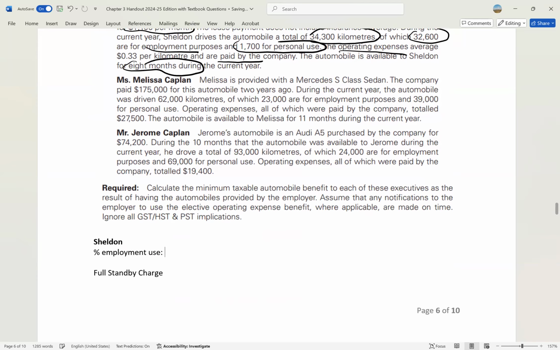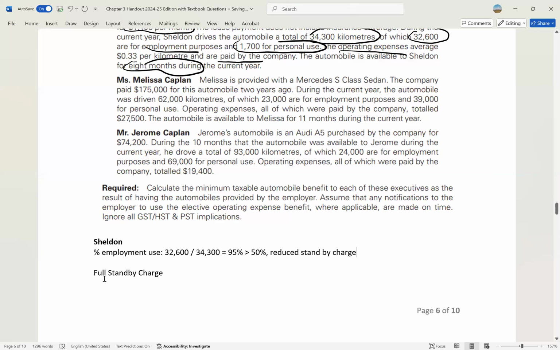So the first thing that I would do when facing this type of question is figure out the percentage employment use. So he drove the car 32,600 kilometers for employment use. The total kilometers was 34,300. So that's 95%. The reason we do that is we want to make sure that if it's over the 50% threshold, then he's eligible for the reduced standby charge. So if you drive the car for greater than 50% employment use, then you'll qualify to use the reduced standby charge. That's going to reduce the amount you have to include as a taxable benefit.